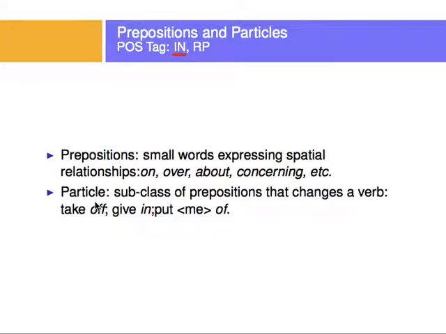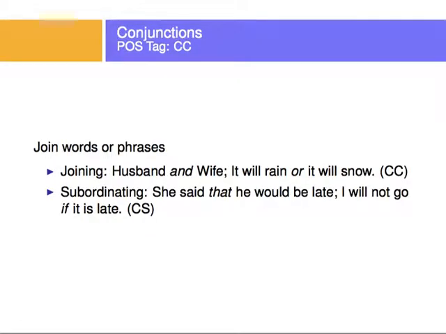And then there are particles. So these are some prepositions that change a verb. So for example, off, as in take off, or give in, right? Or put me off, right? Those are RPs. So you can see that one word can have a couple of tags, right? And patterns are not clear-cut. We need to see what context they're in.